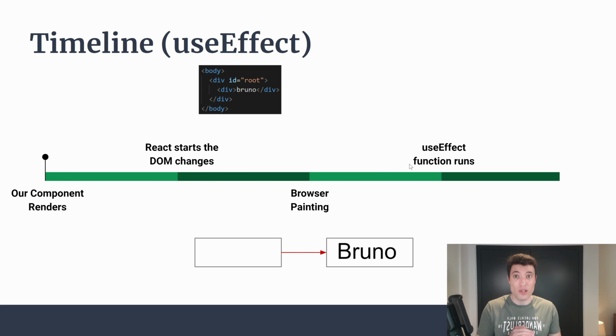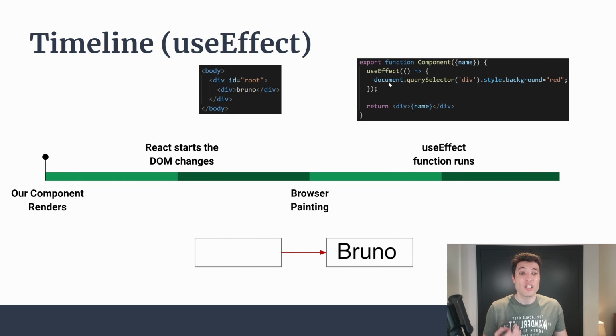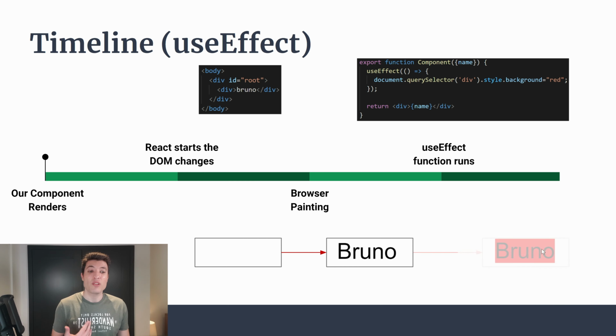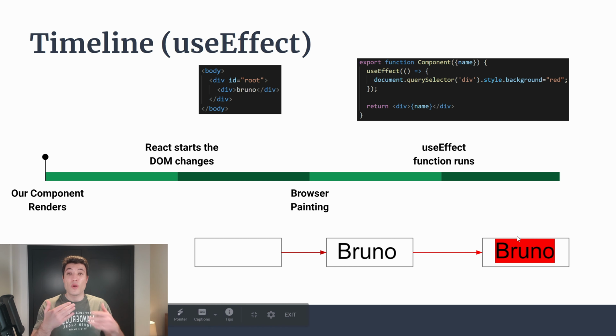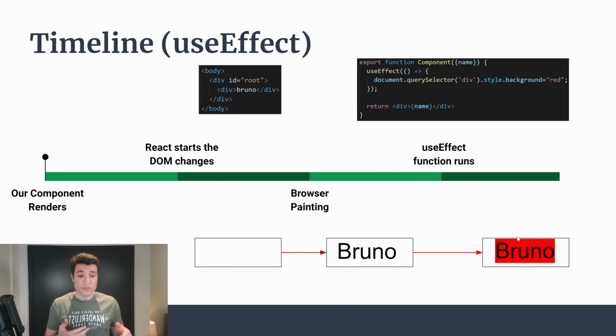Now, there are use cases where you don't want to run after the browser painting. They are very small and very few, but they exist. So when you have code like this, document.querySelector div.style.background equals red. If our effect was deferred, then after our effect runs, we will have another browser painting over there, and we will end up with Bruno with a background color of red. But this is usually not ideal for our users because they saw a blank screen, then they see Bruno, and then they see the background changing to red.